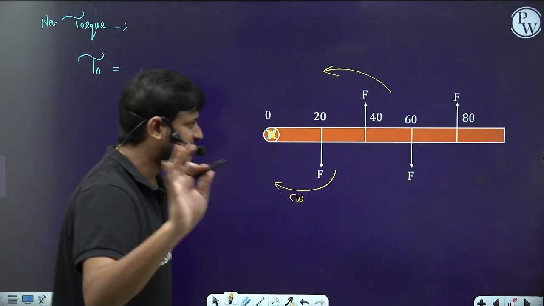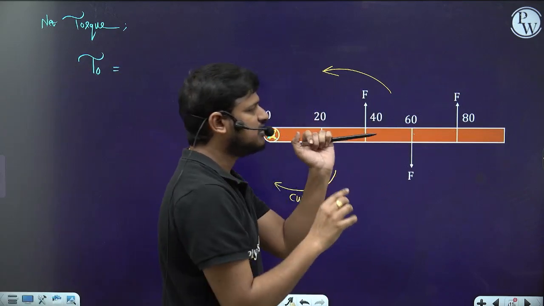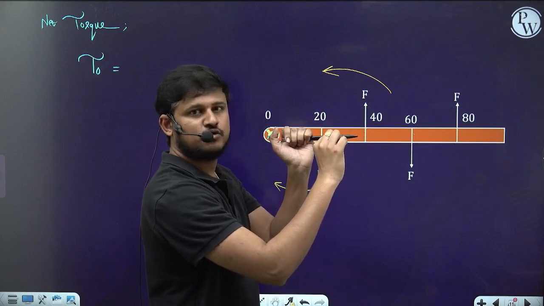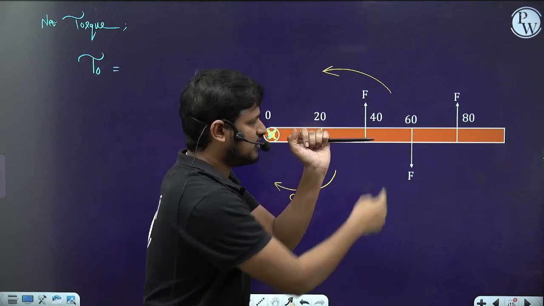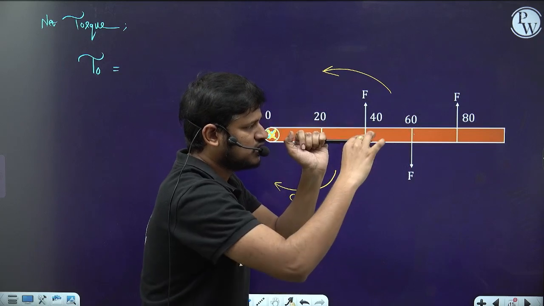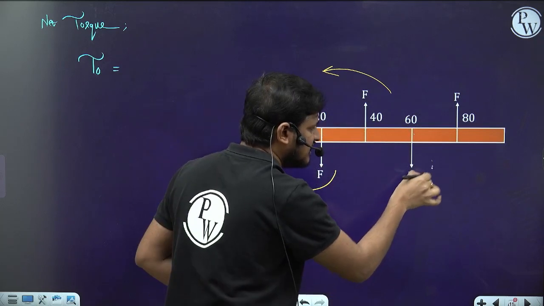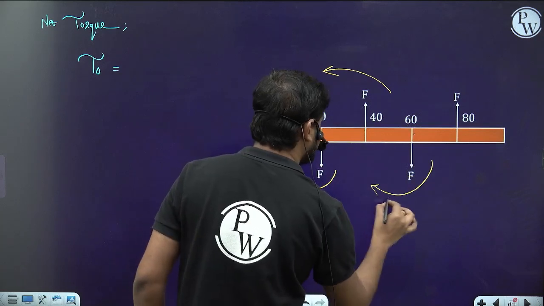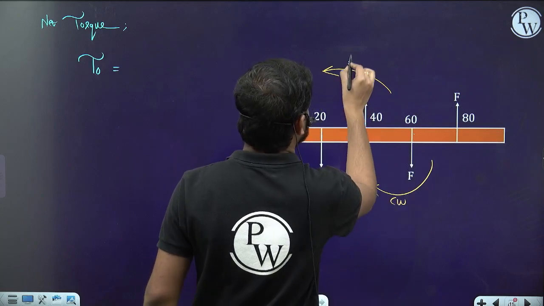So what about this force? Again imagine you tied a rope here, and you are pulling it downward. The force is downward, so the rod will bend this side, which means the torque is this side. So this is clockwise, and the other is anti-clockwise.